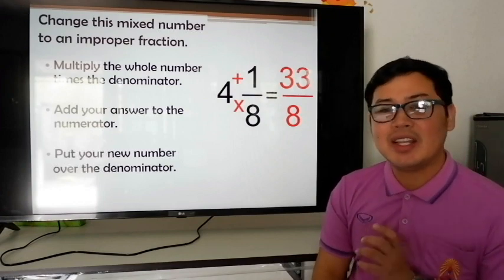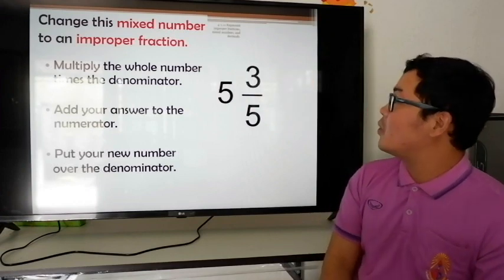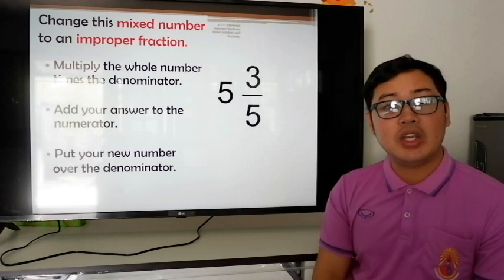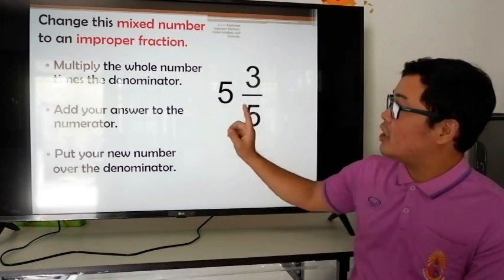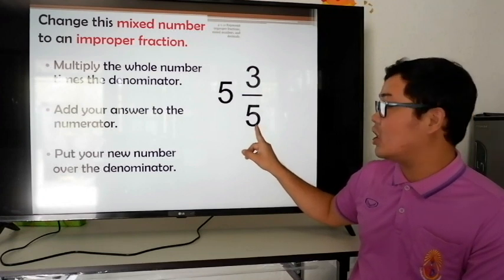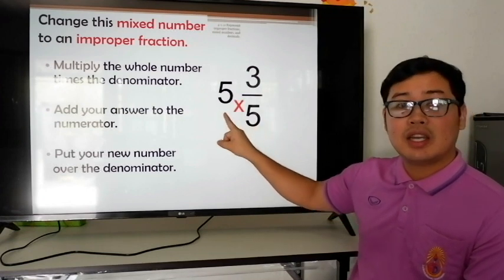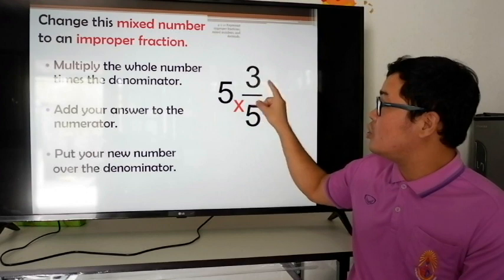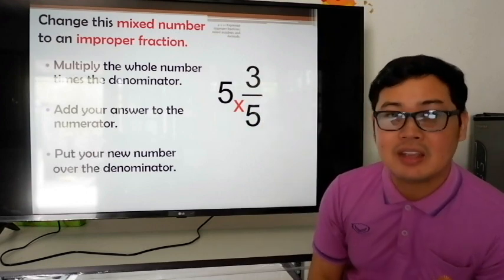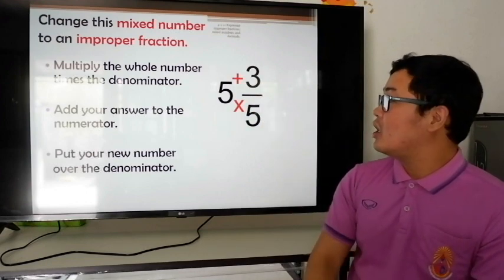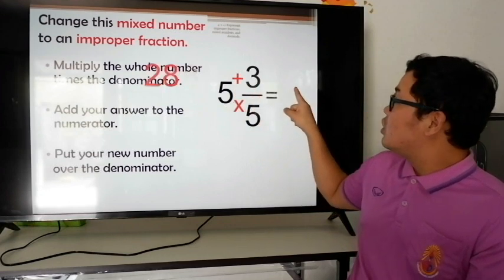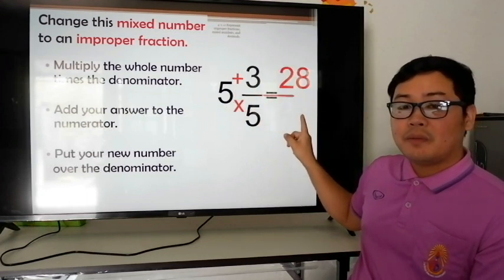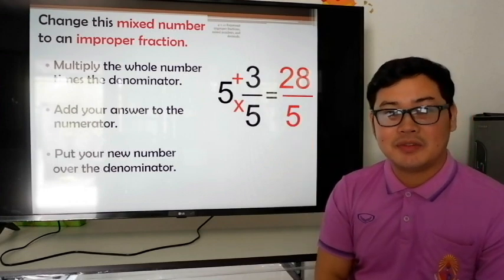Okay, now another example. The last example that we have is 5 and 3 over 5. So we multiply the whole number times the denominator. We have 5 times 5 is equal to 25. Next, we add 3, so it becomes 28 over 5.